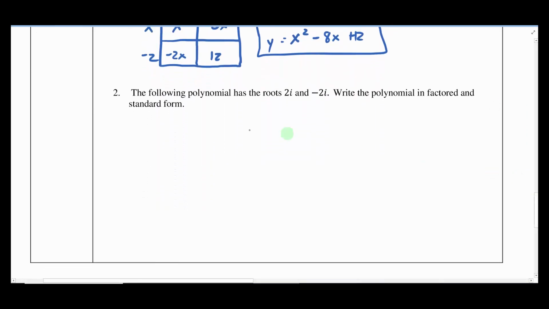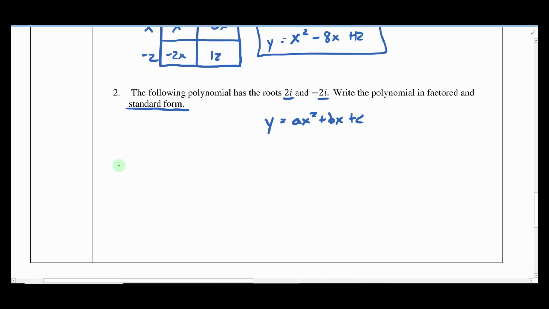This time with complex roots. Okay, so we've got a polynomial. We have our roots. Okay, so 2i and negative 2i. So these are complex, not a big deal. Remember, our goal is to get to something that looks like this, right? Because we want to be in standard form.